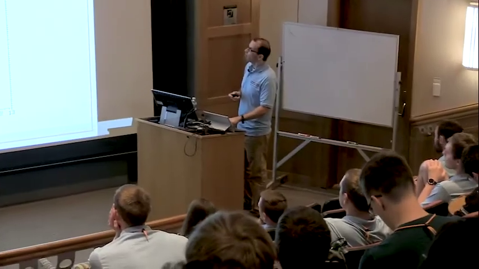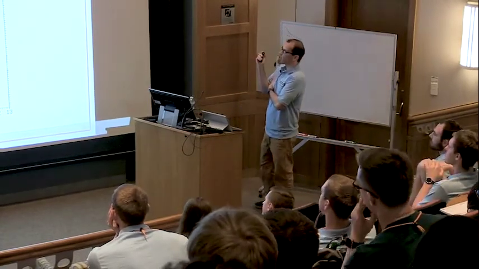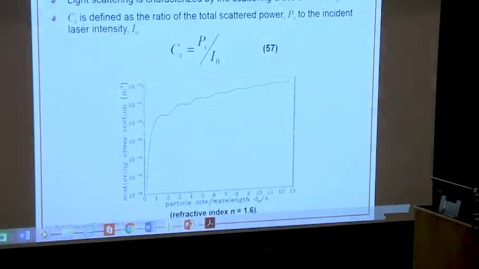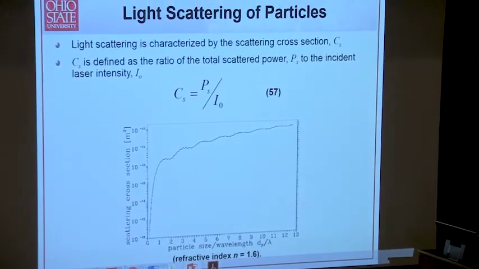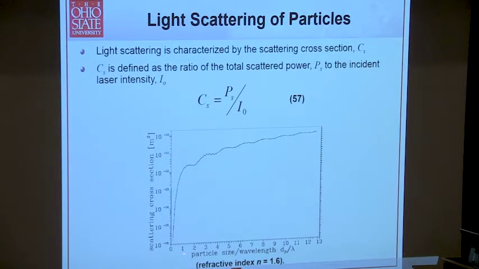Okay, so let's look at the light scattering. Light scattering is characterized by the cross-section C. This cross-section is just a ratio of the total scattered power to the incident intensity. So you send in a certain amount of light, and a certain amount gets scattered off, and this is essentially a scattering cross-section. Here's a graph that shows this for a refractive index of 1.6. Here's our scattering cross-section, and here's the particle size normalized by the wavelength. So you can think about it, if we have a 532 nanometer laser light, 1 is a half a micron particle.